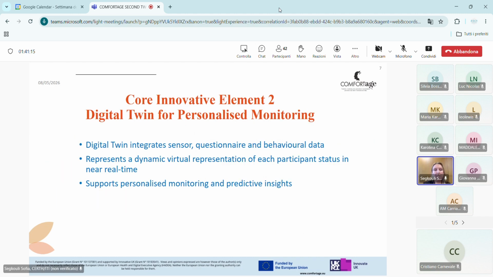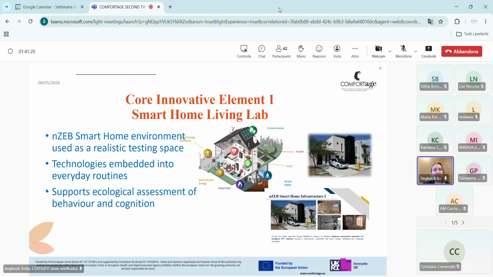From a neuropsychological perspective, Pilot 12 also provides significant support for ecological evaluation, as it provides a functional smart home environment rather than a clinical or laboratory setting, where researchers can gain a far more realistic, accurate, and detailed understanding of how cognitive decline manifests in daily routines, behavior, and decision-making processes.